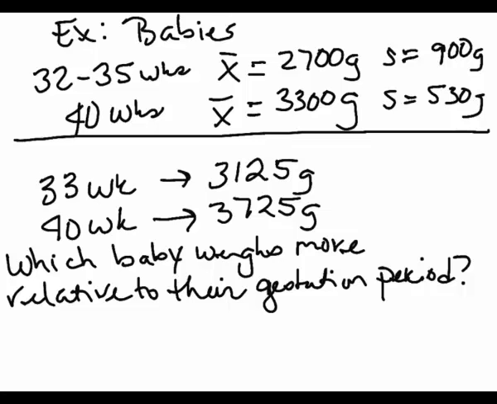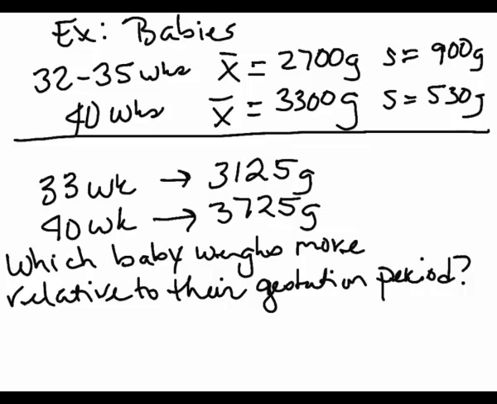So they say that if a baby delivers between 32 to 35 weeks, the average weight of the baby is 2,700 grams with a standard deviation of 900 grams. If the baby makes it all the way to 40 weeks, the average weight for a baby who makes it to 40 weeks is 3,300 grams with a standard deviation of 530 grams.